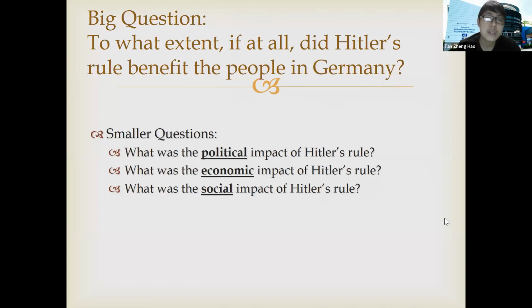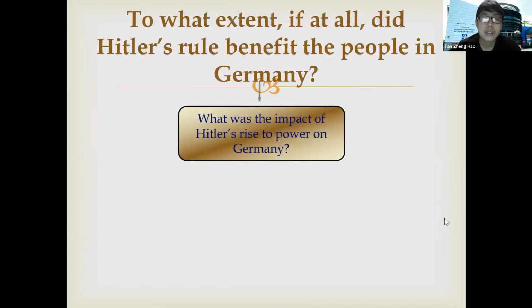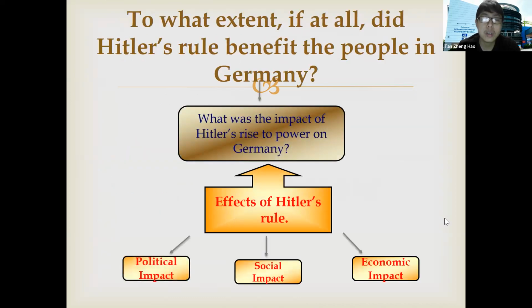As we study the impact of Hitler, we're going to examine it from three angles: political, economic, and social impact. This is the small mind map you have to fill in at the front of your notes. Just like in Stalin's chapter, political, economic, social impact, we're going to study Hitler's. This is a quick summary of all the points under political, economic, and social impact. Later, we'll cover it in detail. So we're going to study how Hitler's rule impacted people in politics, society, and the economy.